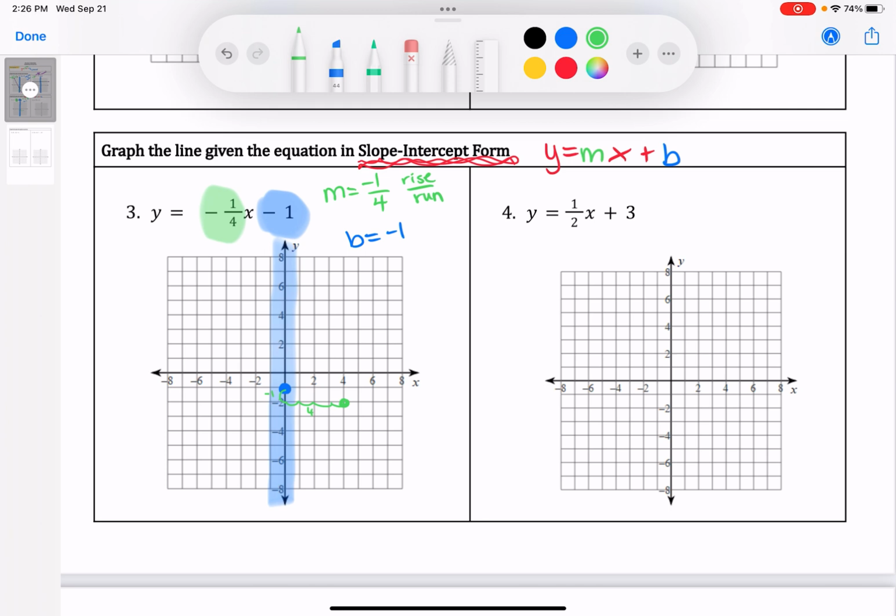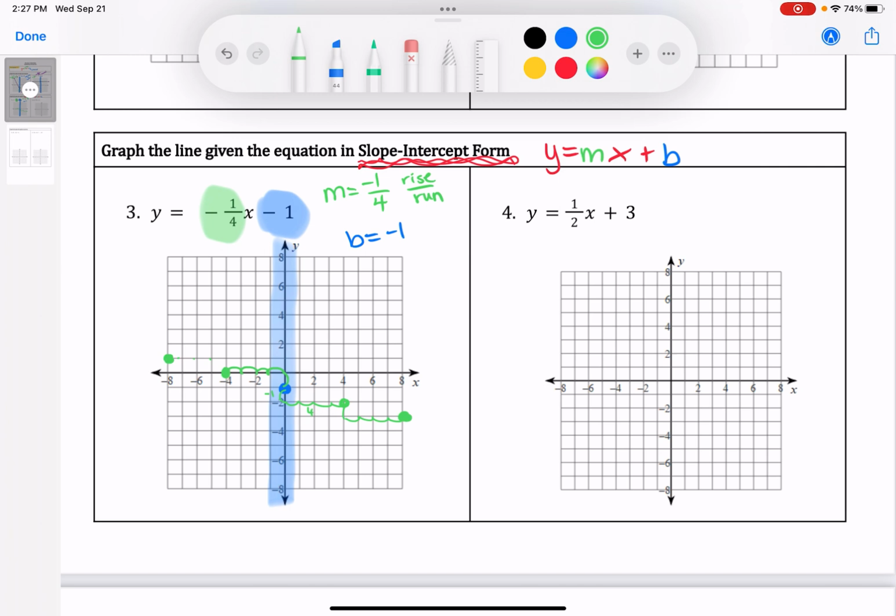And then I could do it again, I think. Rise negative 1, run 4. I could squeeze in one more. All right, but remember, I could always go backwards. Maybe that negative sign is on the bottom instead of on the top. So that means I could go up 1, but then I have to go left 4 to continue that same pattern, right? Up 1, left 4.